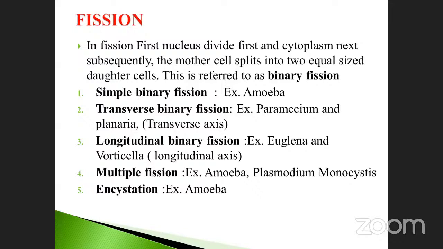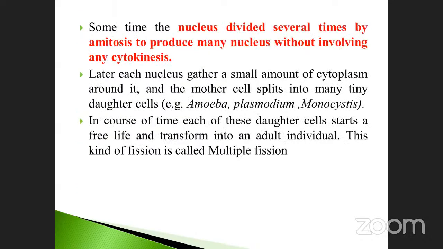This is nothing but splitting into two equal sizes according to the nature. One is called simple binary fission. This one is also called simple, transverse, longitudinal, and multiple fission and encystation. So these are the things.